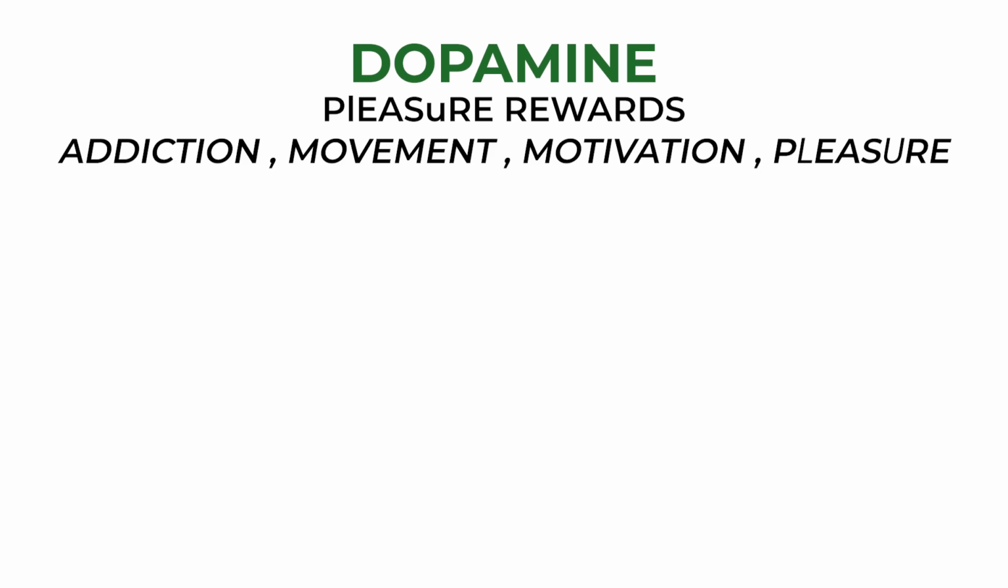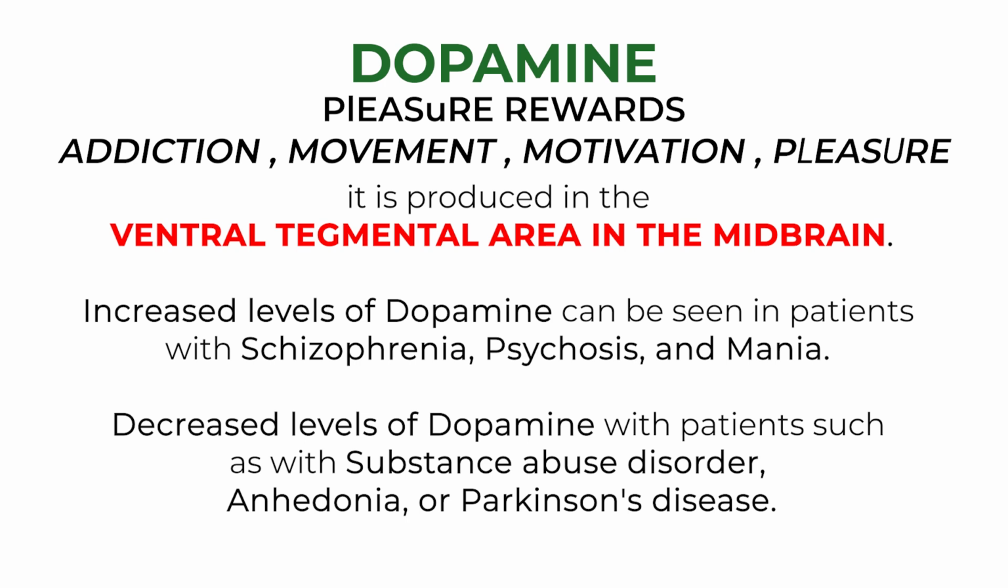So the 7th neurotransmitter is the dopamine. So we need to know the basic function of dopamine. It's needed for our pleasure reward, for addiction, for movement, and for motivation. Where is dopamine produced from? Very high yield in the exam. It is produced in the VTA, the ventral tegmental area in the midbrain.